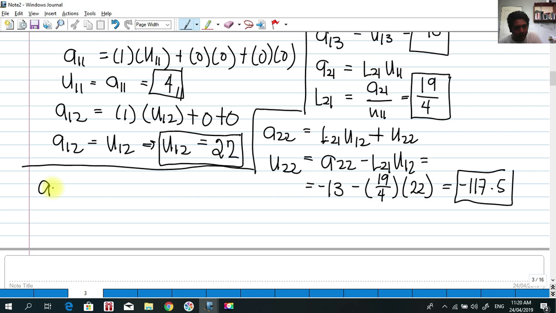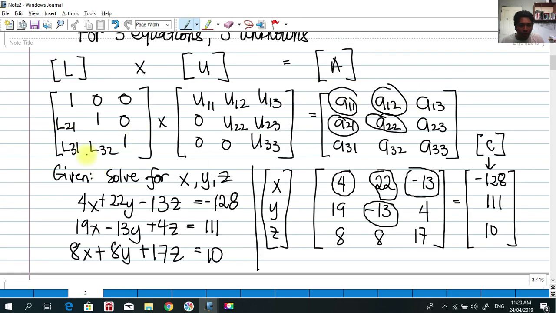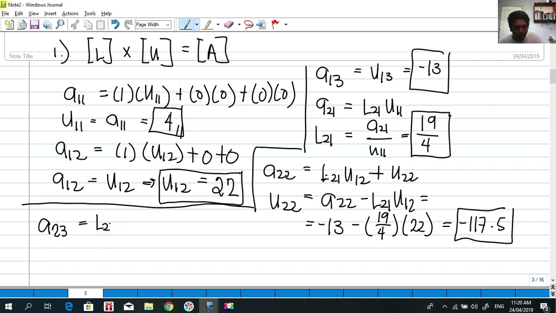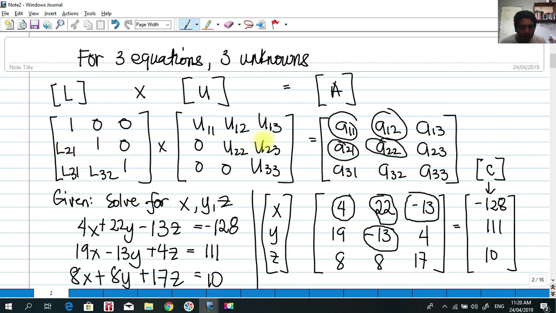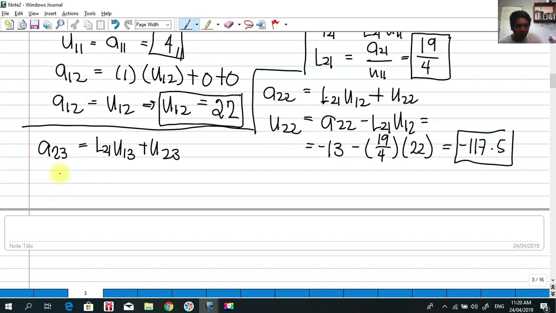So we have A23, row 2 of L and column 3 of U. So we have L21 times U13 plus 1 times U23 plus 0 times U33, so that becomes negligible. So 1 times U23 is simply U23. Our unknown here is U23, so we have to express it as A23 minus L21 times U13.